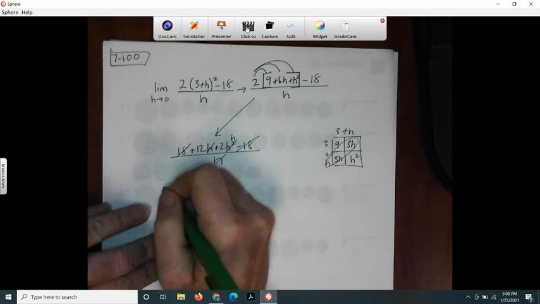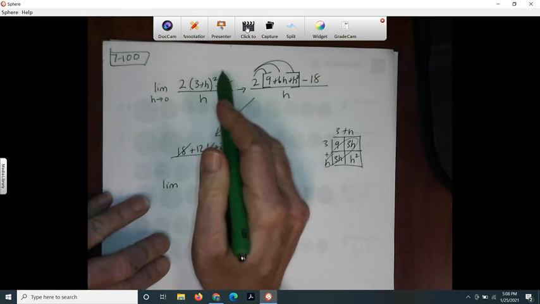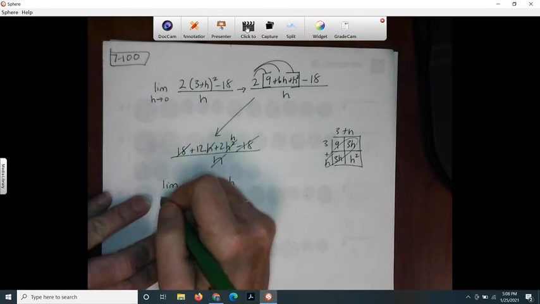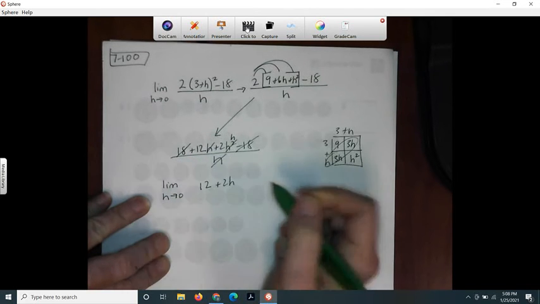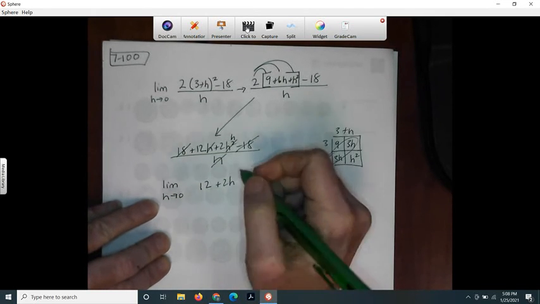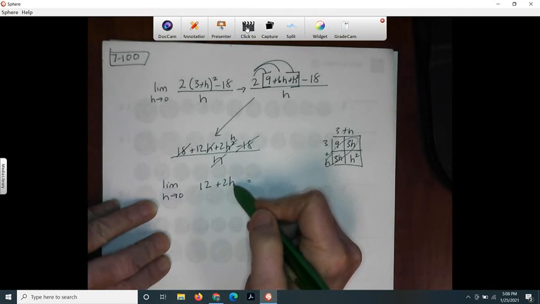So what you're really taking the limit of, you had to do that. You couldn't just plug the 0 in. You had to do this first. Now you can do it. Now you can plug in the 0, and you'll get 12 plus 2 times 0. So you get 12.